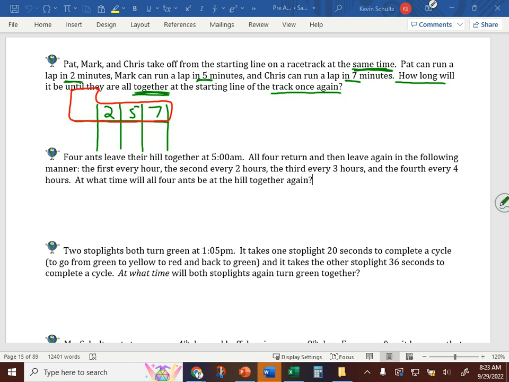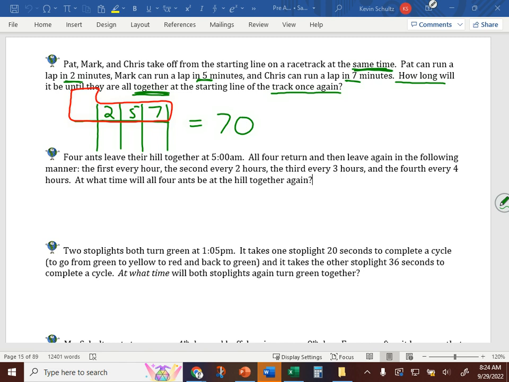And what's 2 times 5 times 7? 70. Okay? So in 70 minutes, poor Pat has to run 35 laps, 2 minutes a lap. But in 70 minutes, they'll all meet together at the starting line again. Okay? Let's look at the third one here.